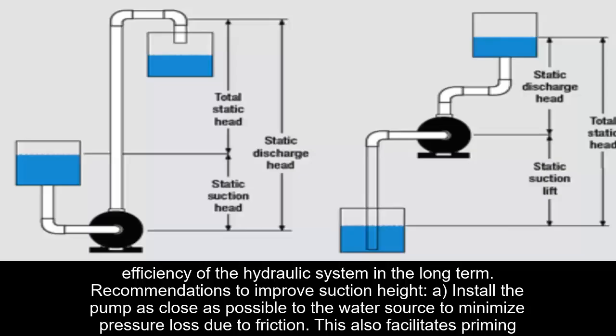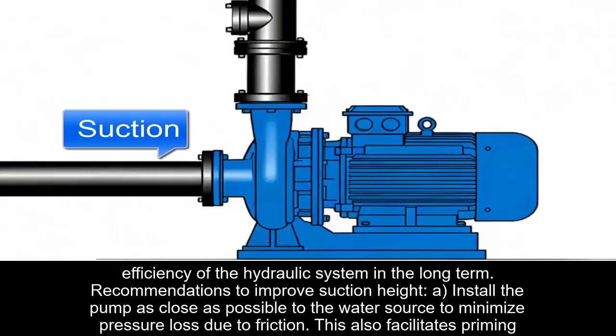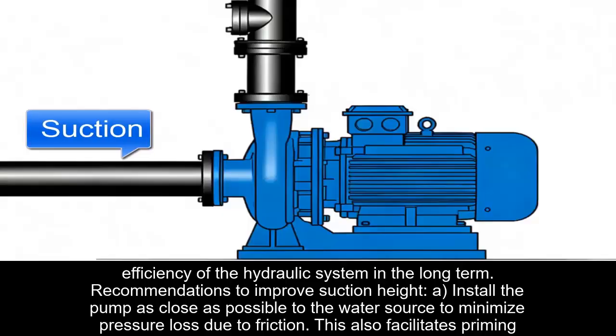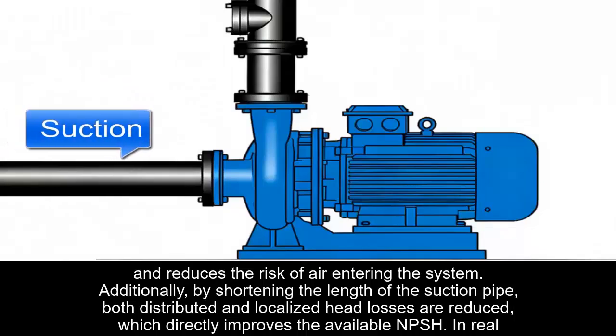Recommendations to improve suction height. A. Install the pump as close to the water source as possible to minimize pressure loss due to friction. This also facilitates priming and reduces the risk of air entering the system.